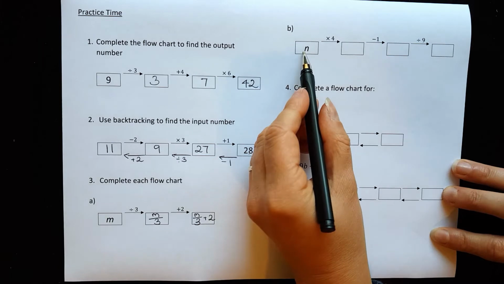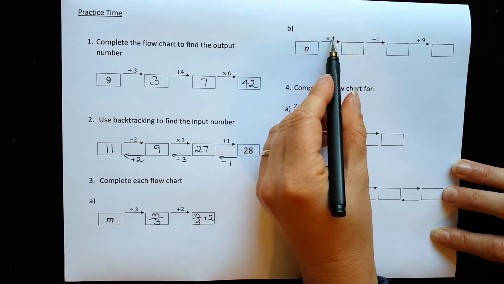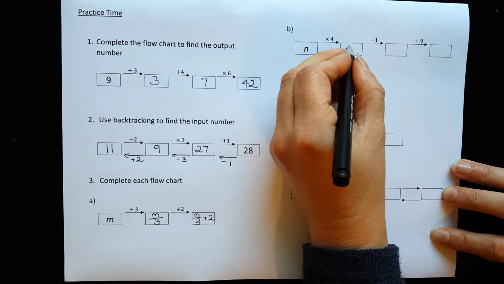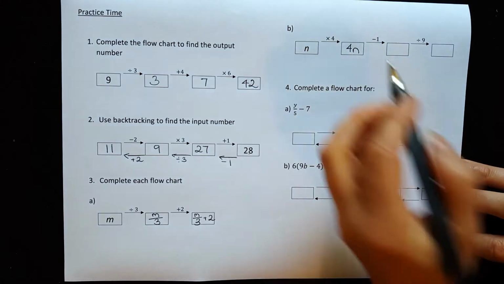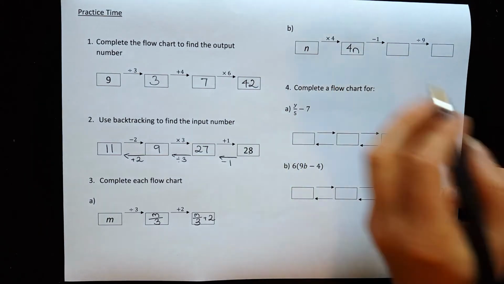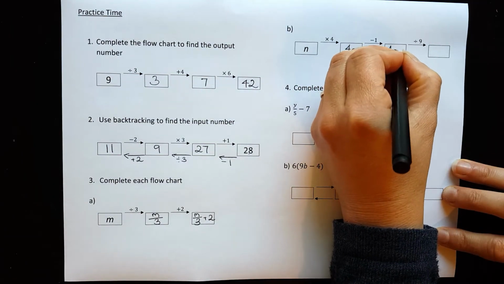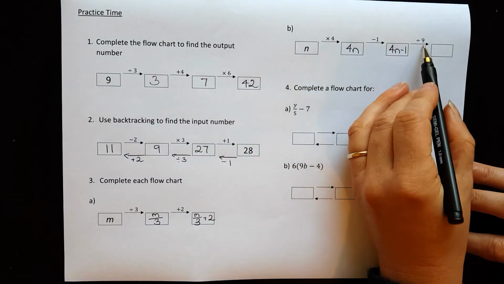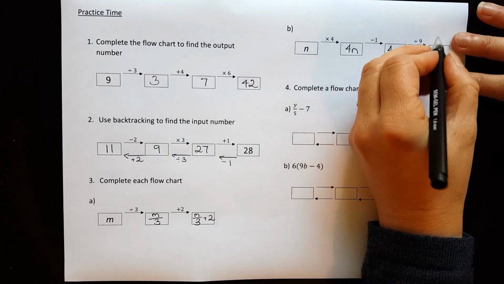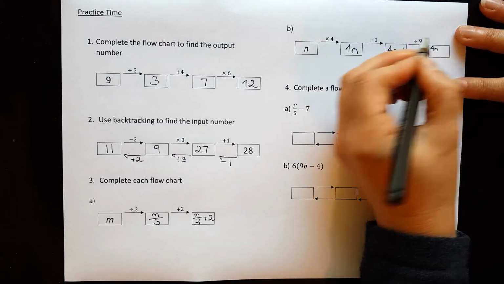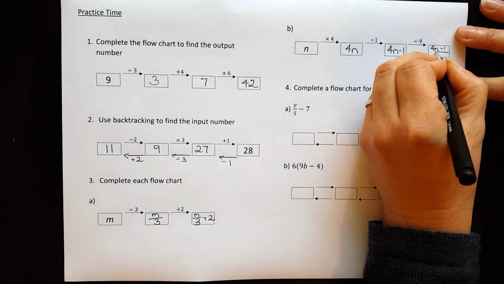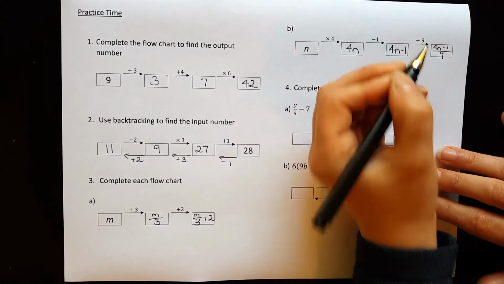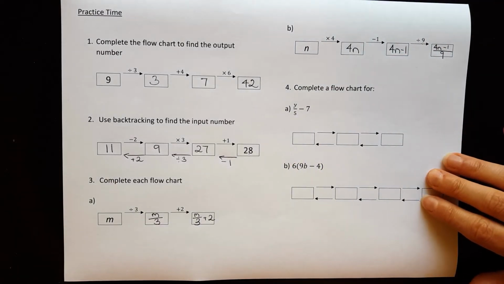For b, we're starting with n. Multiply that by 4, we write that as 4n. Then we want to subtract 1. So 4n, take away 1. Then that whole thing needs to be divided by 9. So we're going to turn it into a fraction. 4n minus 1 all over 9, because everything's divided by 9.